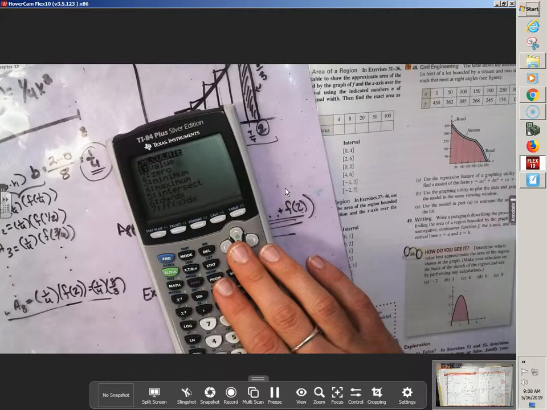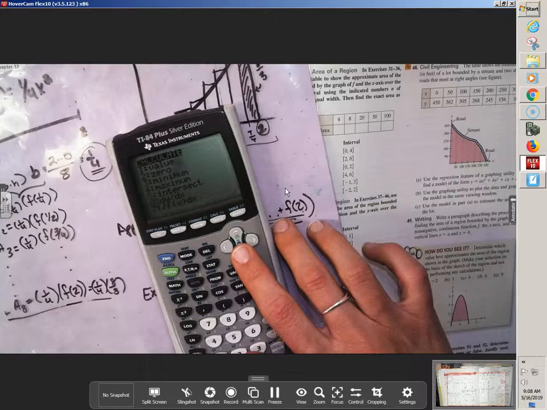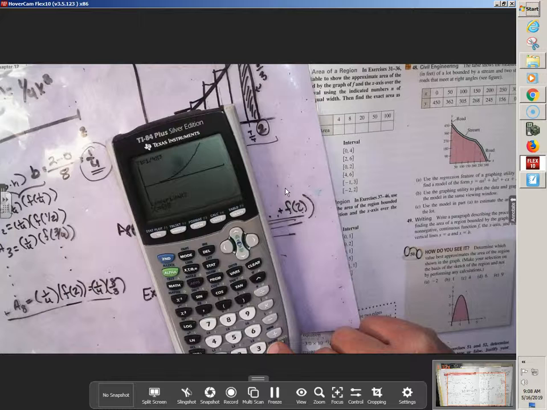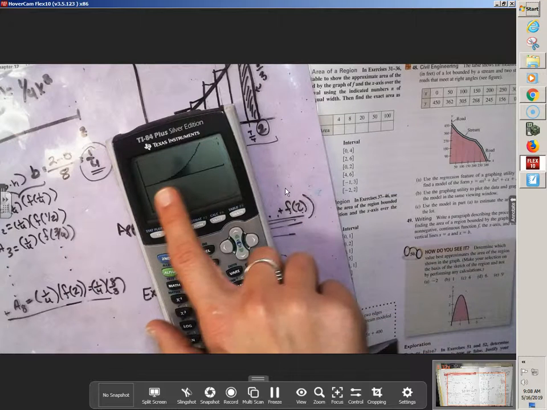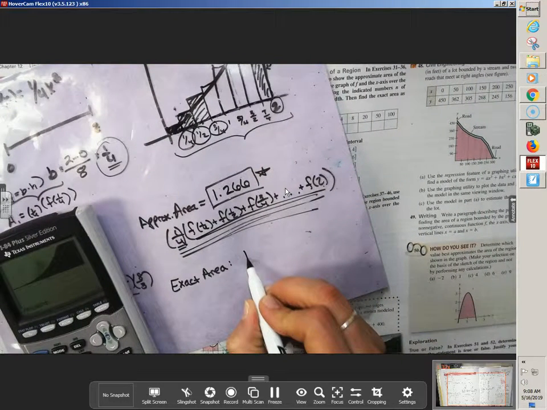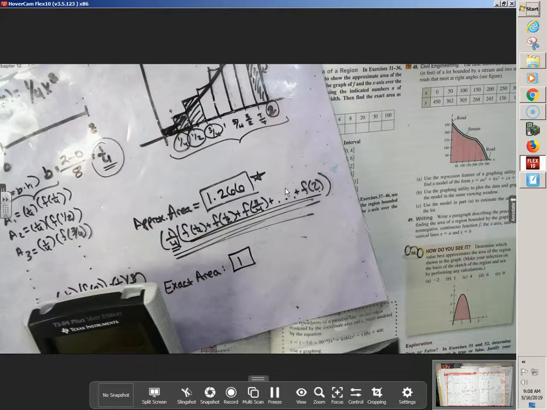Second trace. If you go to this menu with all the cool stuff, if you go number 7, you can go from the lower limit of 0 to the upper limit of 2, and it will find the exact area. What's the exact area? 1. So Tony said something about the limit process, and that's what Vico's question on 43 was. We're going to go look at how to do it by hand.